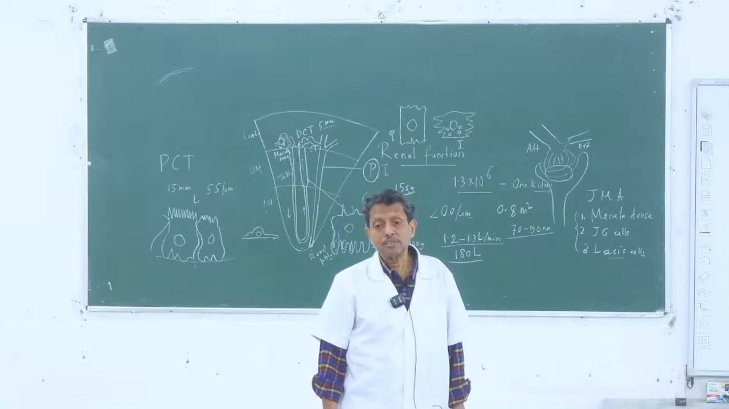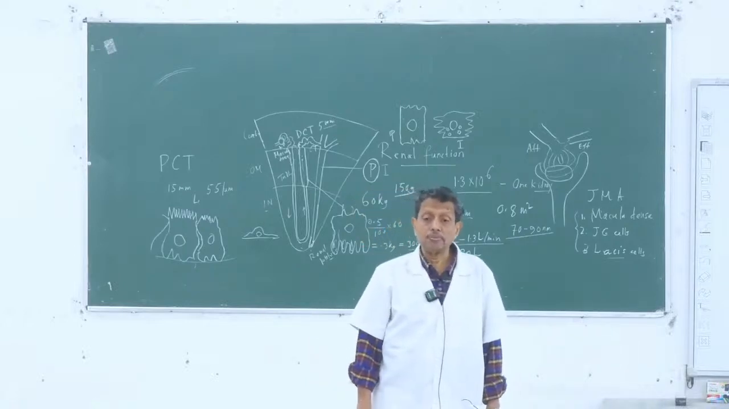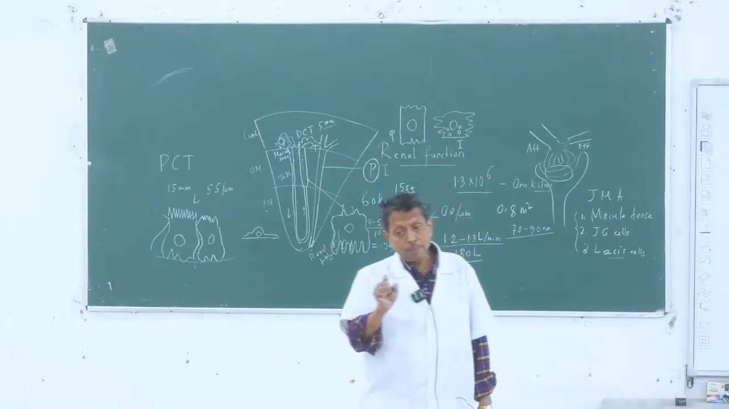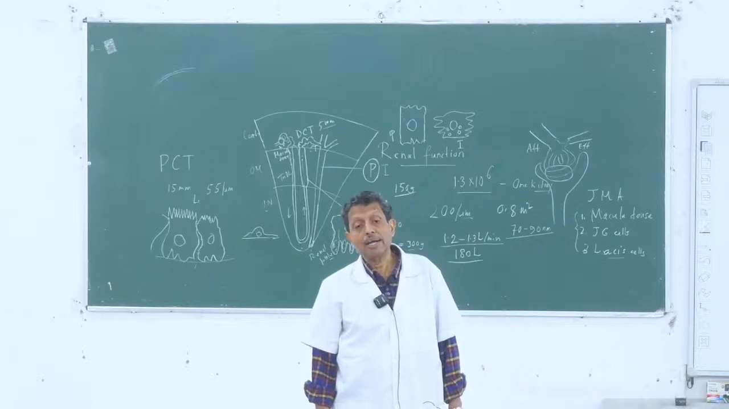And the active metabolite of vitamin D is produced by the renal tubule epithelial cells, the proximal tubule cells. 1,25-dihydroxycholecalciferol. The 25 hydroxylation occurs in the liver, and the 1 alpha hydroxylation occurs within the mitochondria of the proximal convoluted cells. 1,25-dihydroxycholecalciferol is the active form of vitamin D.